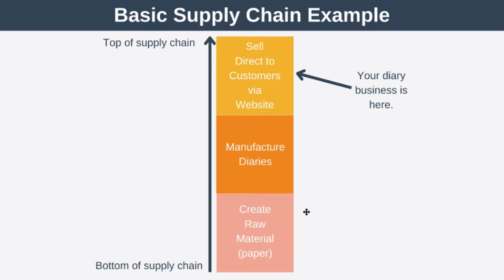So first, one company will create the raw material, so the paper for your diaries. Next, using that paper, a second company will manufacture your diaries and send them to you. And finally, you'll sell your diaries direct to consumers from your website. So these three businesses, each doing something unique, constitute a very basic supply chain.